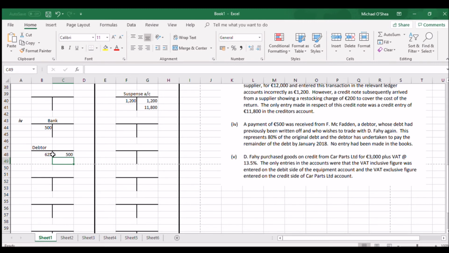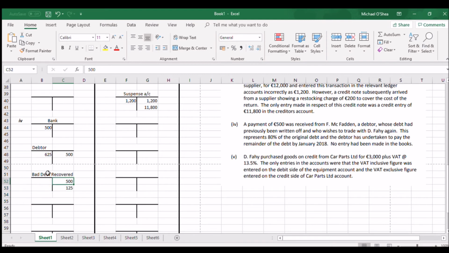What else happened? I brought through a bad debtor who's previously been written off. So there's a bad debt recovered. I brought it back into the business. So a bad debt recovered is a form of an income, therefore it goes on the credit side. What's going to go on the credit side? The entire amount that they have owed me, because I'm bringing both that amount back into the business.